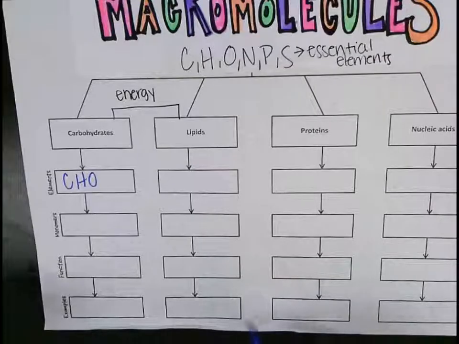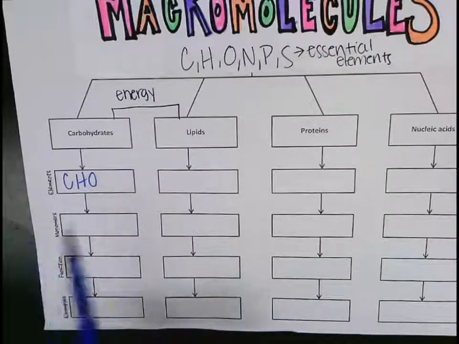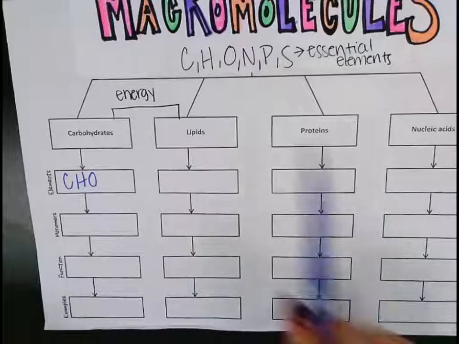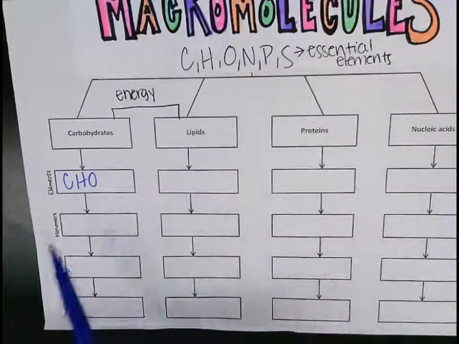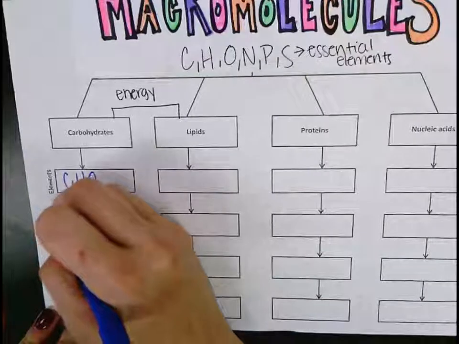So the next thing we're going to go over after we've gone over the elements that are in carbohydrates is what is a monomer. So monomers are the building block of polymers. Okay? And polymers are what makes up each one of these 4 things, or these macromolecules. The monomer is the building block, like the Lego brick. The polymer is like the Lego house, what those monomers put together make up. So the monomer of a carbohydrate is a monosaccharide.